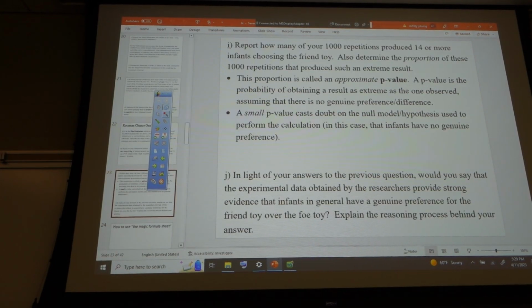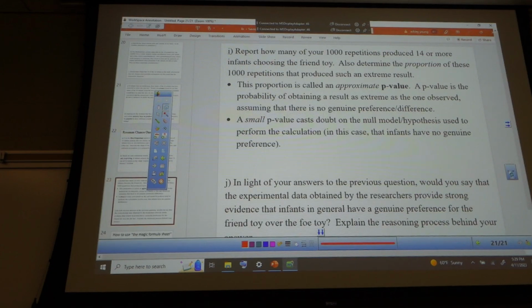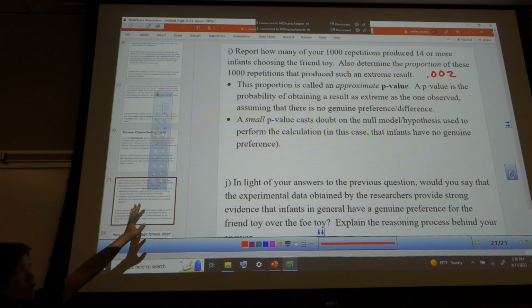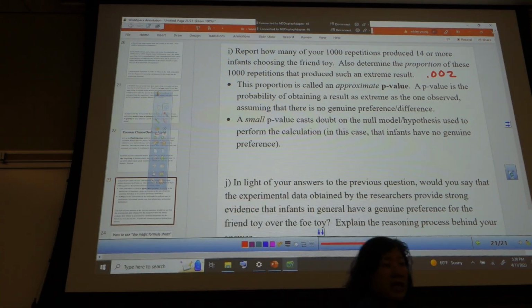So how many of our repetitions had 14 or more? We had about 0.002. Sometimes it was 3 or 4 or 1, but I think the most common number, kind of the median, was 2 out of the 5 times I did it. Is everyone good with that part? So that's what we call an approximate p-value. That's roughly the percentage of time we would expect to have 14 or more heads.